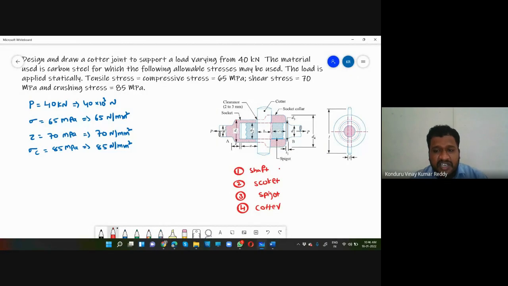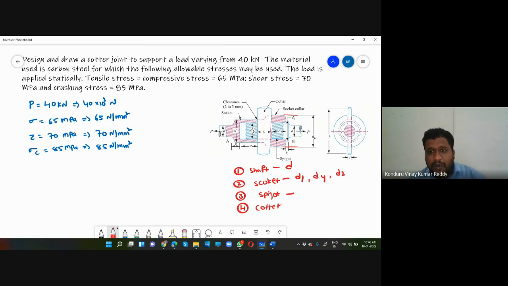If you see, the shaft consists of only a single diameter D, whereas the socket consists of D1. This is the external diameter D1. The socket also has D4, which comes under the socket only. And D2 is the internal diameter of the socket.